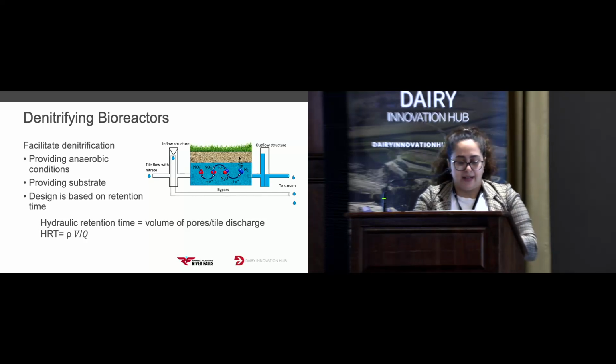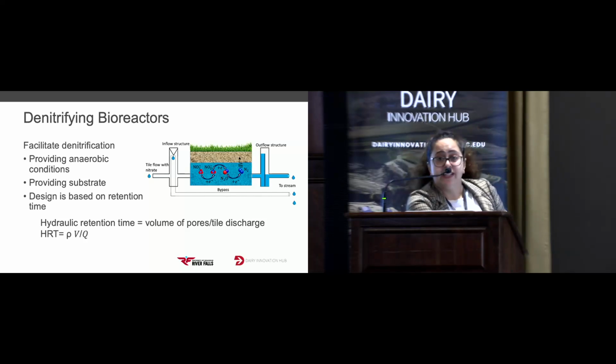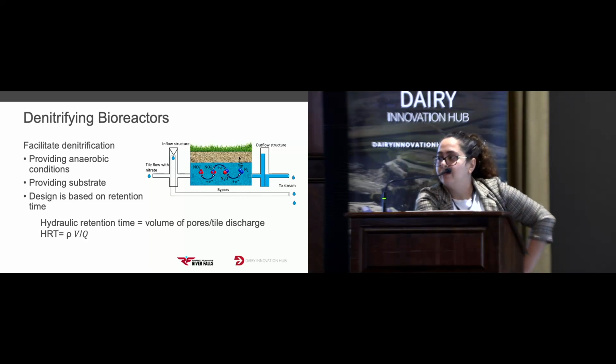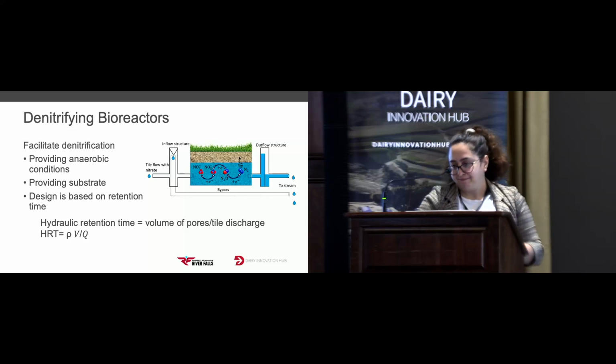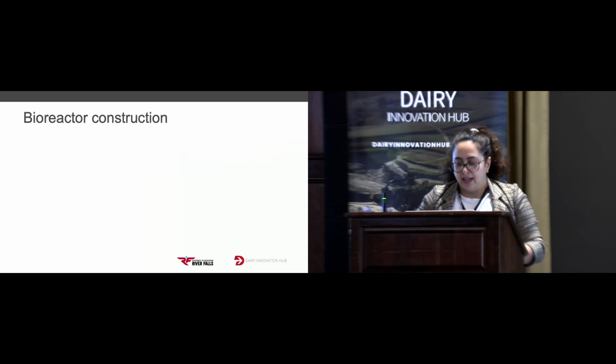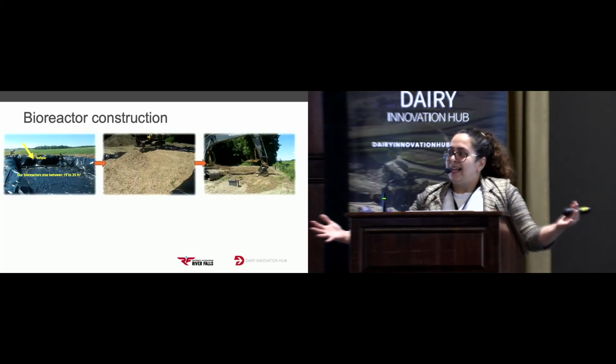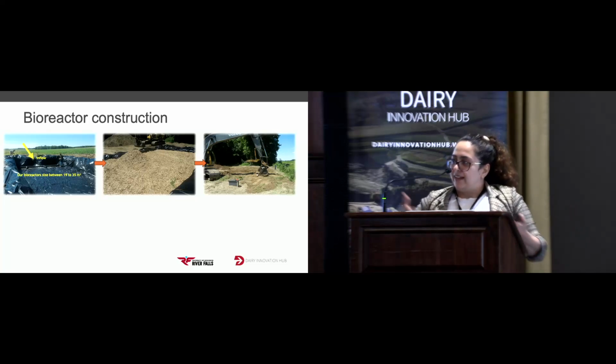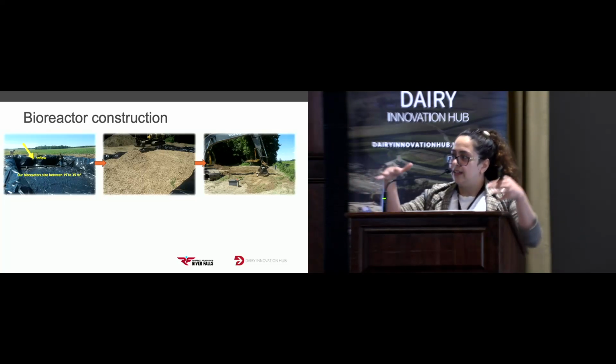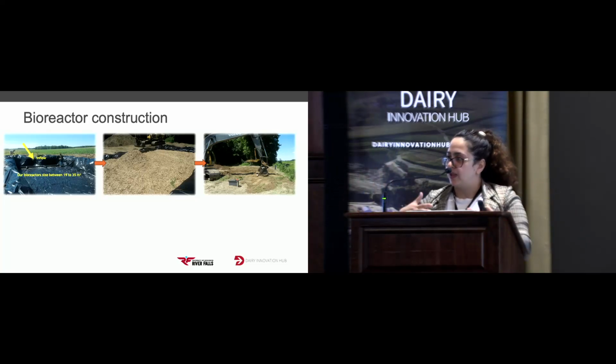Here is the formula for hydraulic retention time, which is the porosity of the system multiplied by the volume of the reactor, divided by the Q, or discharge, that's coming from the tile. So then we built these reactors. Practically a big pit, and then we diverted that flow into that pit, put the wood chips or the substrate in, and then covered it with soil.